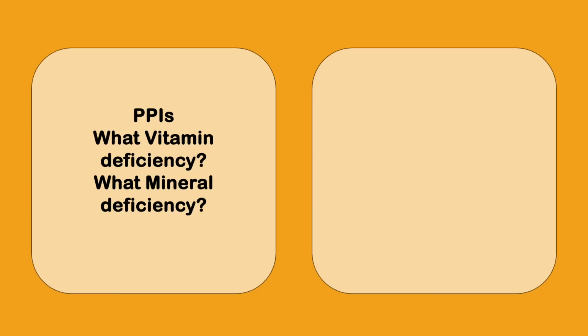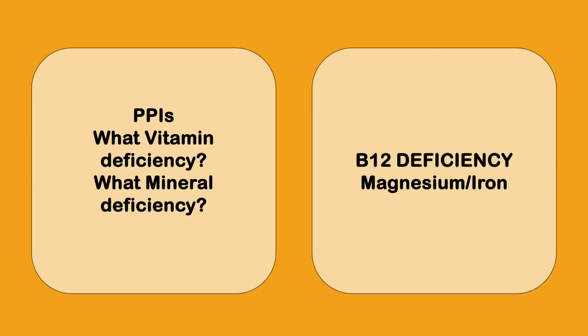PPIs, what vitamin deficiency can result if you take PPIs for long term? What mineral deficiency can result? If you take PPIs long term, you will get B12 deficiency, and in terms of minerals, magnesium and iron deficiency. Magnesium is quite important because low magnesium levels can lead to confusional state and seizures.